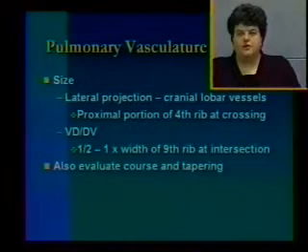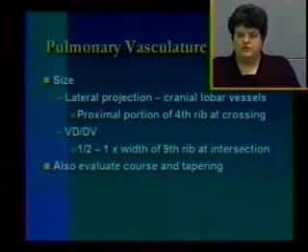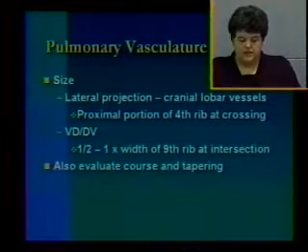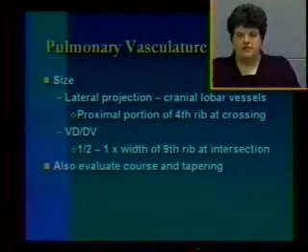What's going to help you to determine whether an animal is in heart failure or not? That's looking closely at the pulmonary vasculature. It's also going to help you to determine the etiology of the cardiac anomaly or bulges you're seeing on the radiographs. So on the lateral projection, you're going to examine the cranial lobar vessels.